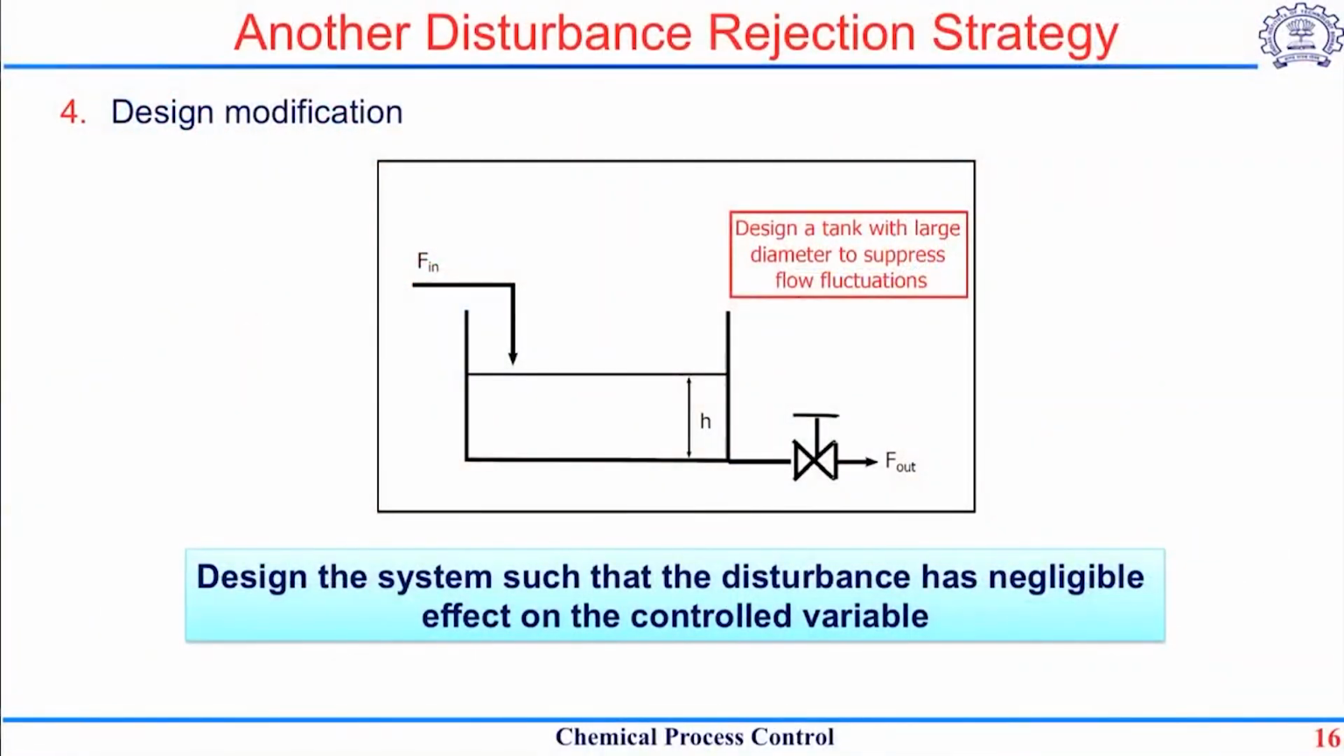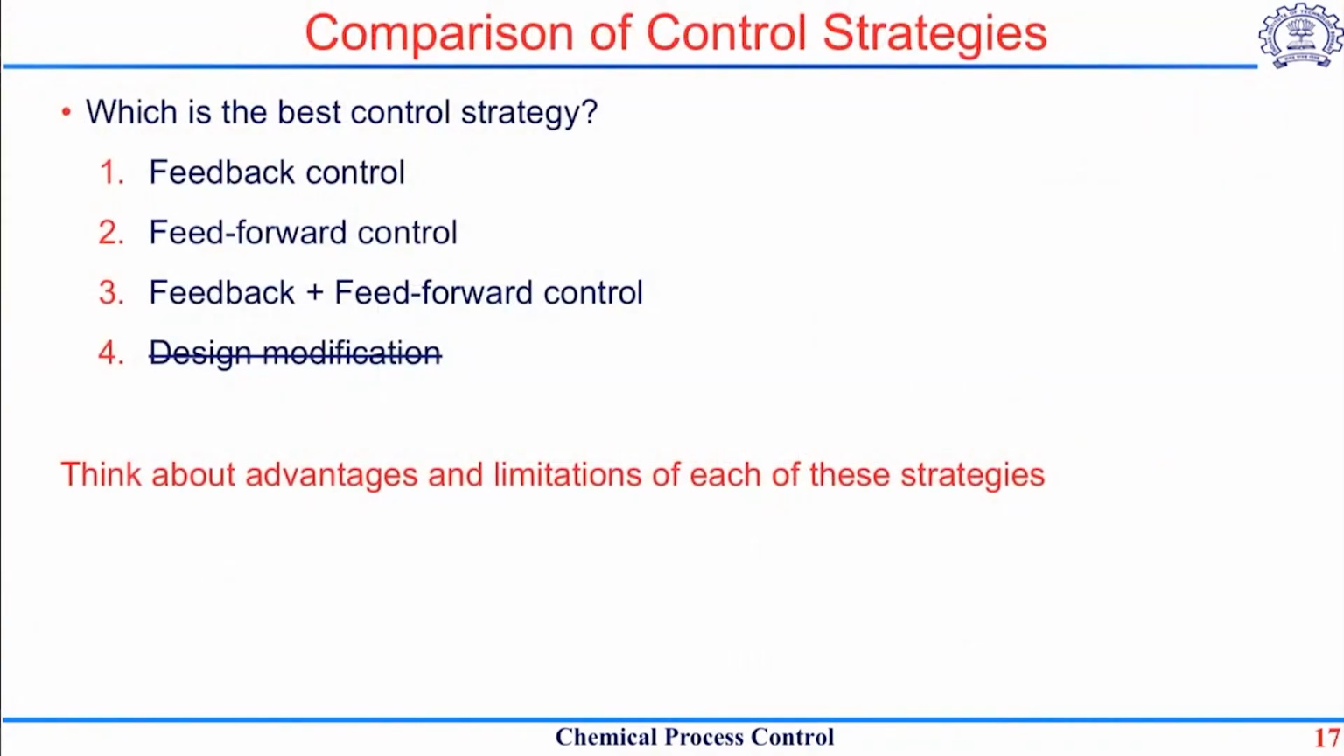So, this particular strategy will be to design the system such that the disturbance has very little effect on the controlled variable. Okay, so, we have seen these three different control strategies as well as one design modification, all of which can give you disturbance rejection for this case.